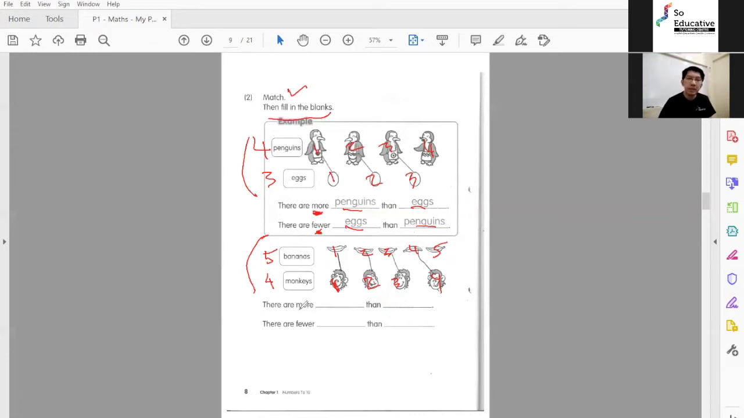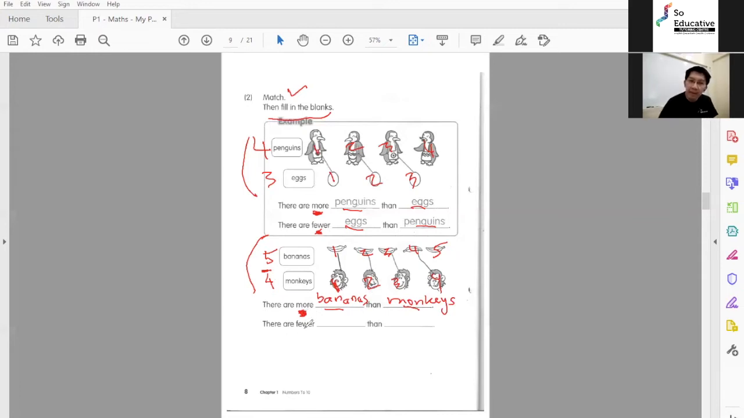Now, let's move on to the question. They're asking us, there are more what than what? So when you see the word more, you put the bigger number. 5 is bigger than 4. So when you ask more, you put 5. Don't put the numbers, but put the items. Bananas, and monkeys.